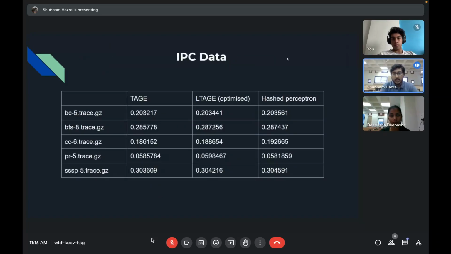So now some data. We have used five traces, and we ran hash perceptron, our first implementation stage without any of the improvements that Om talked about, and our optimized, final version. As you can see, there's a significant improvement between our first implementation and our optimized version, which will be more clear if I go to accuracy.